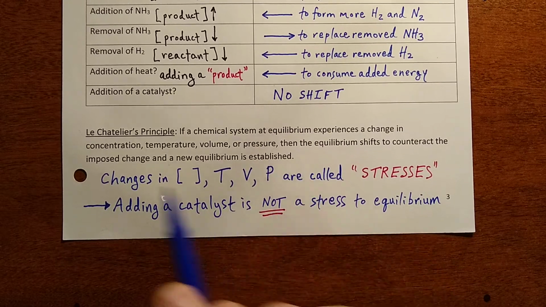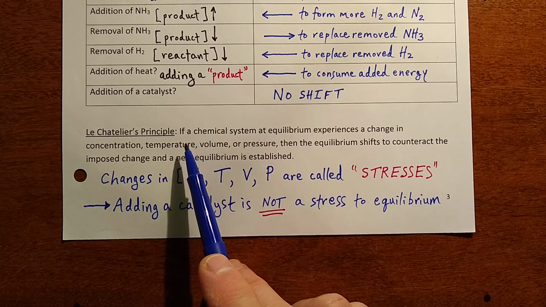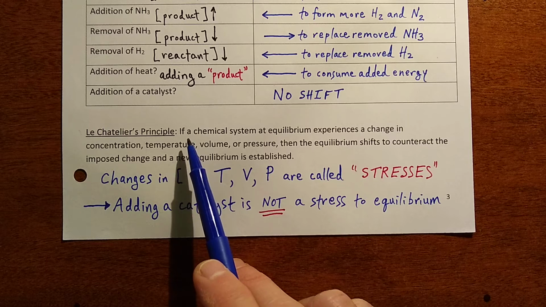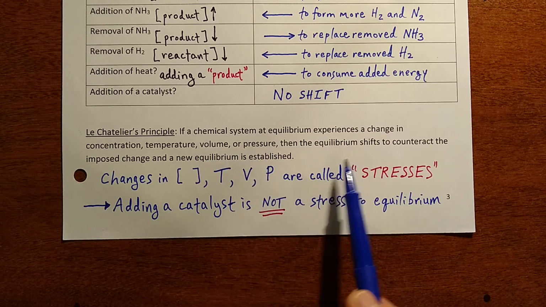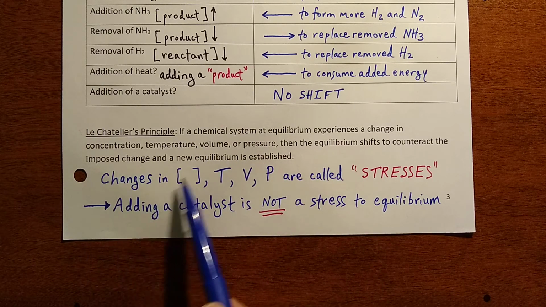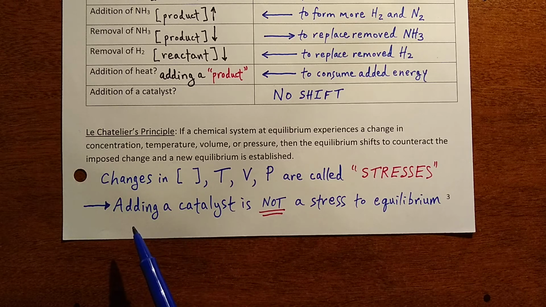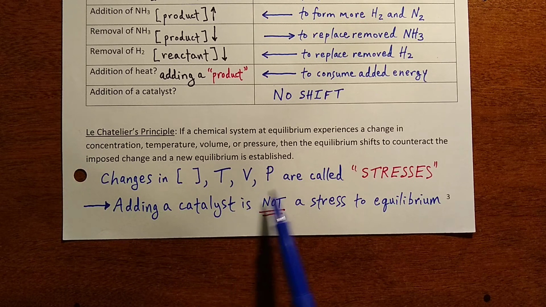So to summarize, Le Chatelier's principle. Le Chatelier is a French name. He was a French scientist who did a lot of work with gas phase reactions like this, so they named it in his honor. If a chemical system at equilibrium experiences a change in concentration, which we can represent with these square brackets, temperature, volume, or pressure, then the equilibrium will shift to counteract the imposed change, and a new equilibrium is established.